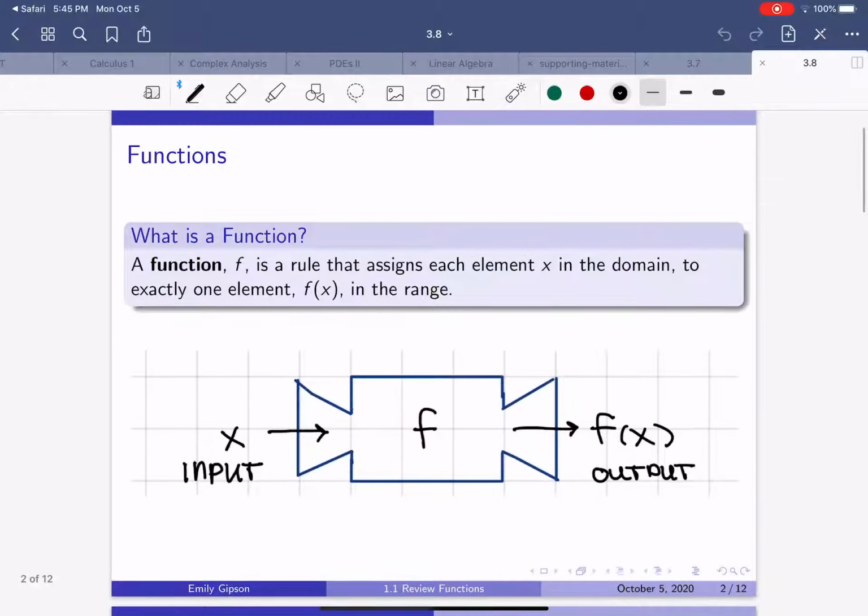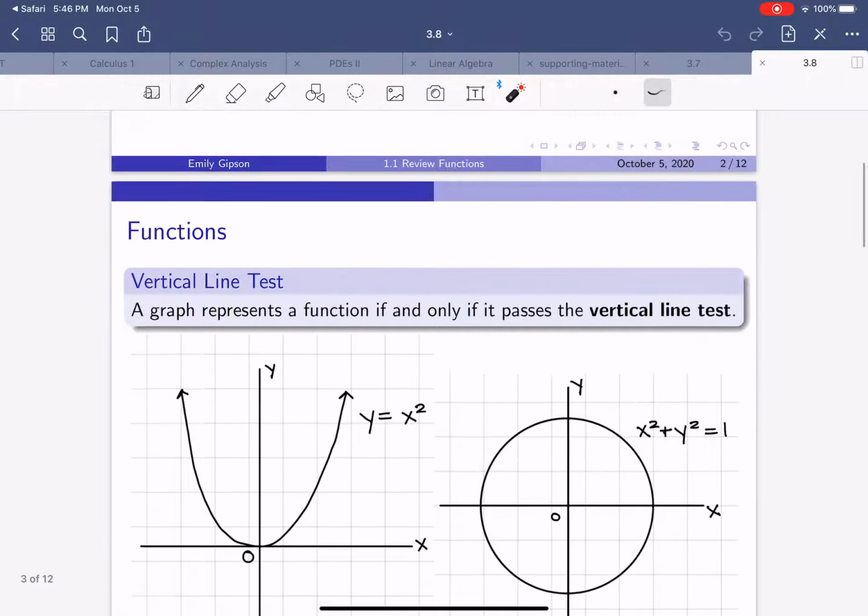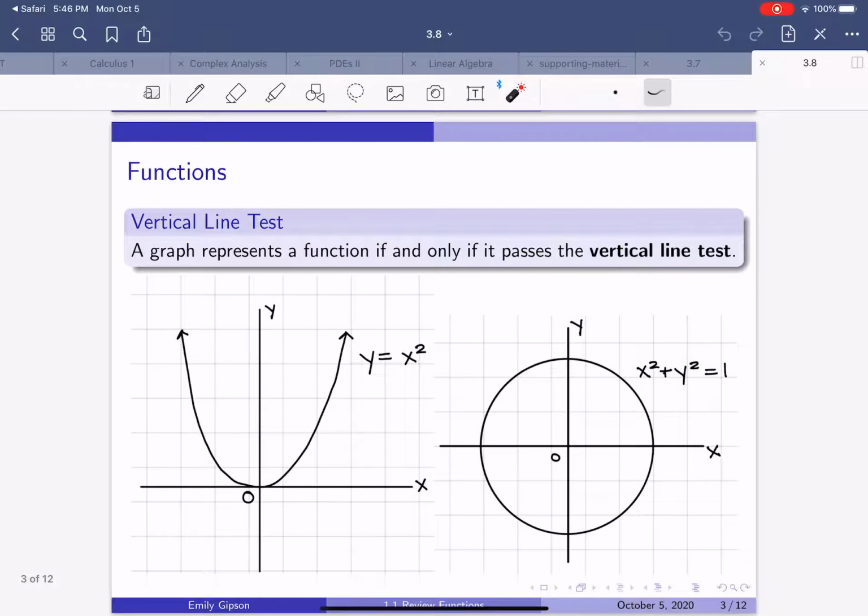A function f is a rule that assigns each element x in a domain to exactly one element, f of x, in the range. And this has been worded very particularly. Each element x in a domain being mapped to exactly one element, f of x, in the range. And when it's worded like this, we get something called the vertical line test. And a graph represents a function if and only if it passes the vertical line test.